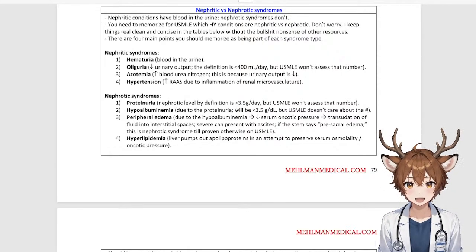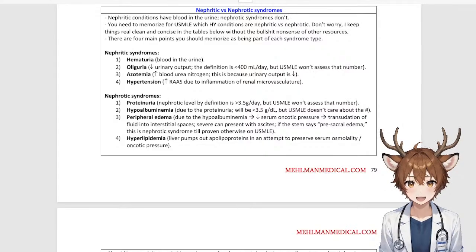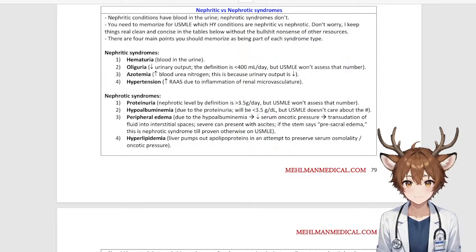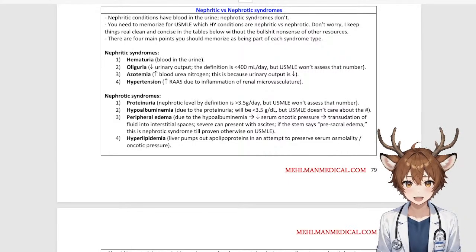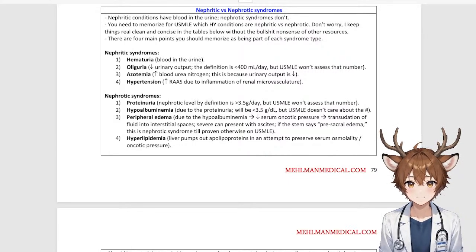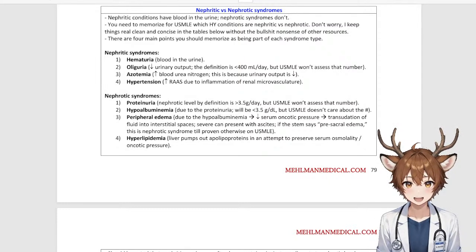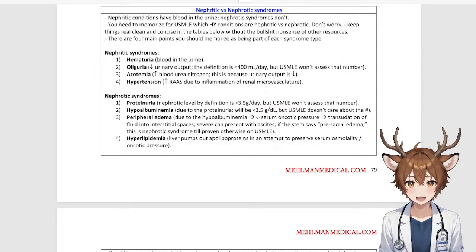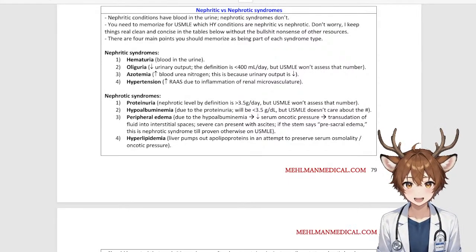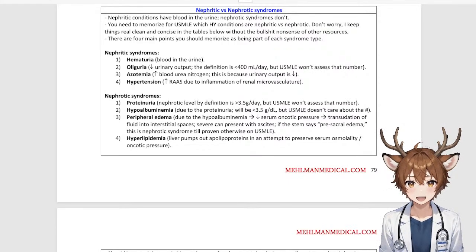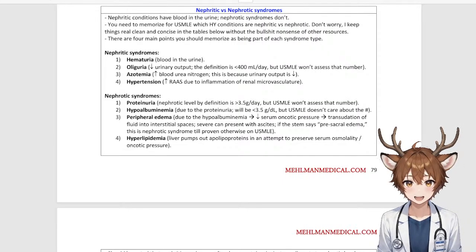Nephritic syndromes. What's part of nephritic? 1. Hematuria, or blood in the urine. 2. Oliguria, or decreased urinary output. The definition is less than 400 milliliters per day, but USMLE doesn't assess that number. Number 3 is azotemia, elevated blood urea nitrogen. This is because the urinary output is decreased. And number 4, hypertension, elevated RAS due to the inflammation of the renal microvasculature. So that's nephritic syndrome presentation.